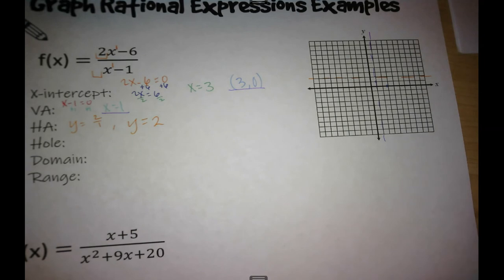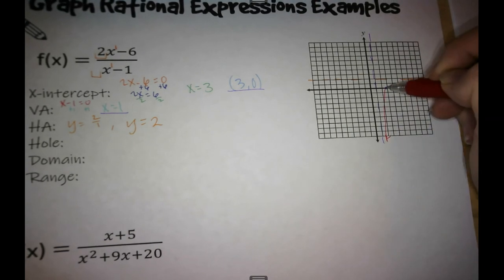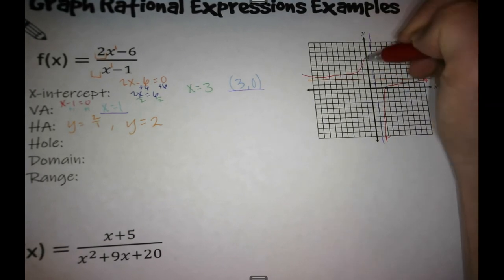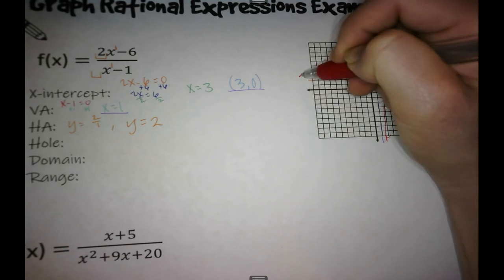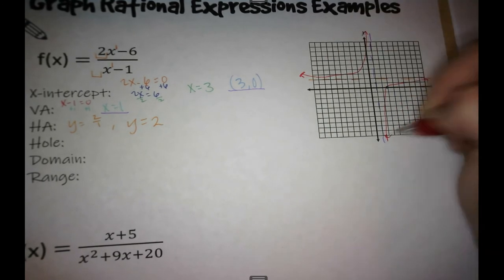So finishing off our graph, now that we know where our horizontal asymptotes are, it's going to look like that. My arrows are a little funky.